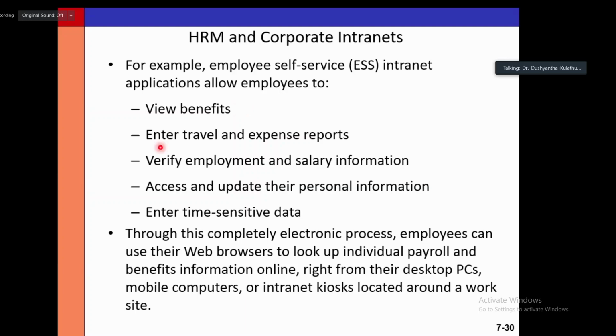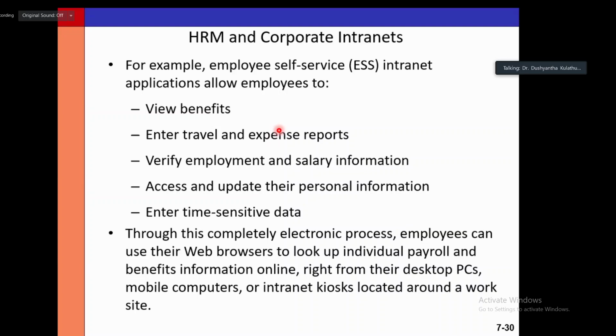Then enter travel and expense reports. If some traveling expenses have been incurred and you have to be reimbursed by the organization, you need to provide those details to the HR department.